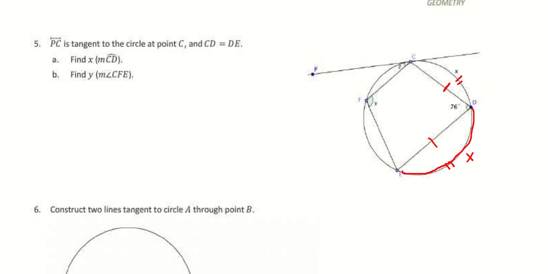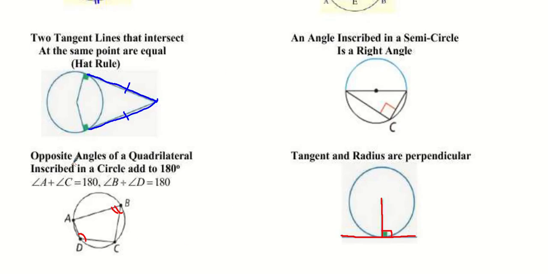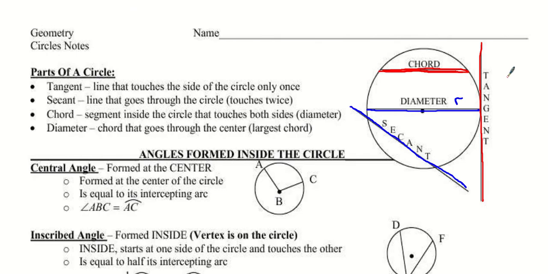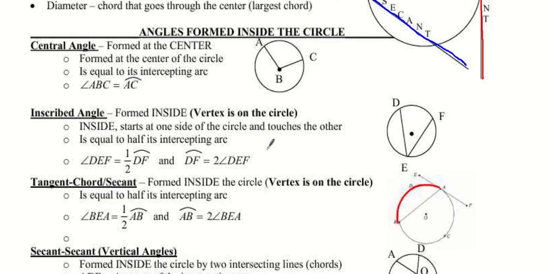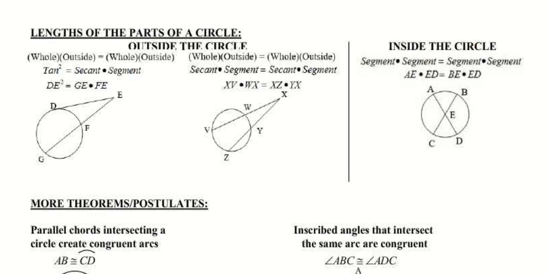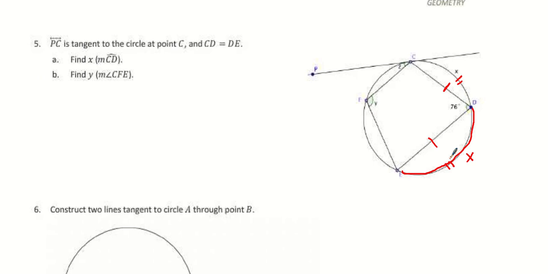So remember we talked about, we haven't used it yet, but we talked about the opposite angles of a quadrilateral adding to 180 degrees. And remember that an inscribed angle, the measure of the angle, is half the measure of the arc. So if I know the angle, I double that measure to get the measure of the arc. If I see that this angle is 76 degrees, that means that y is just 180 minus 76, which should be 104 degrees.